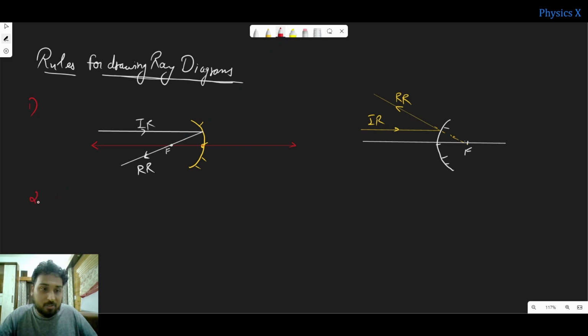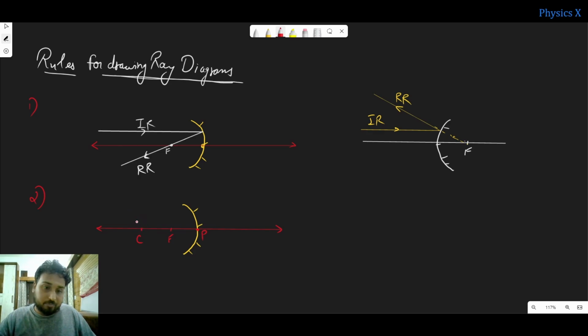Now the second one. Suppose this is your concave mirror, and I am marking again this principal axis. Let me draw accurately. Let us say this is your principal axis, this is the pole P, obviously this is F, and obviously there will be equal distance between F and P, if we consider this aperture to be very small.